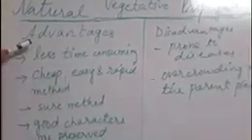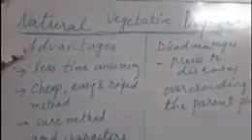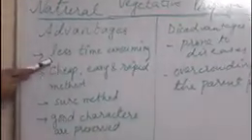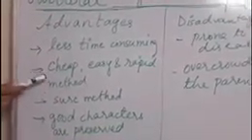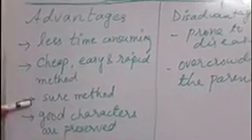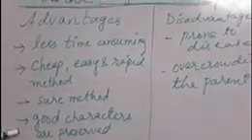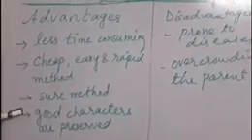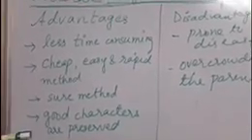First we will discuss the advantages of natural vegetative propagation. So far we have learned vegetative propagation by means of modified stem, root and leaves. Now let us discuss its advantages. First, reproduction by means of vegetative parts takes place in very short time. It is very less time consuming. Next we find that it is a very cheap, easy and rapid method of growing plants. We also know that it is a surer method of reproduction. Since the daughter plants are identical or genetically similar to the parent plant, all the good characters of the parents are preserved in the daughter plant.